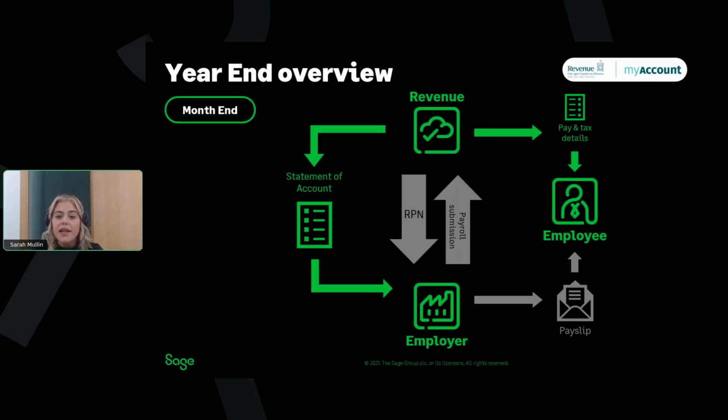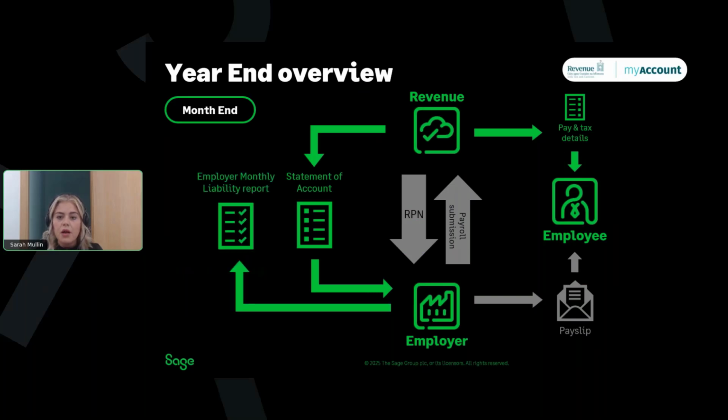Now, to make sure everything in your payroll matches what Revenue have, we do recommend running the employer monthly liability report at the end of each month. You can then compare and reconcile it with your revenue statement of account. And if you do this regularly throughout the year, that's really going to help you keep everything accurate and up to date and spot any errors as they come about as well. So it does help you keep on top of things.